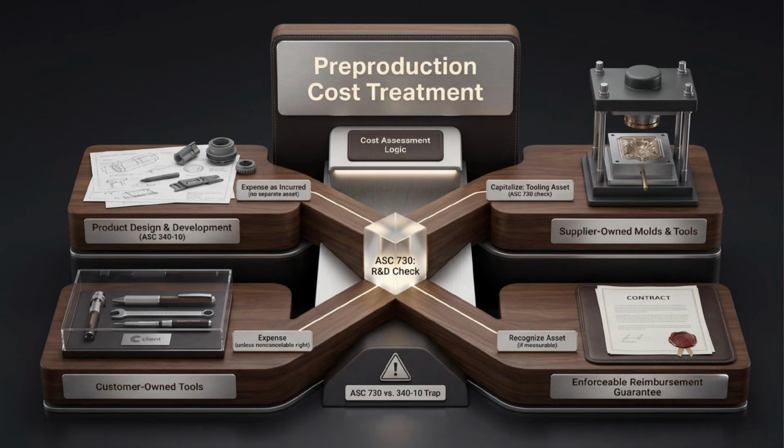Customer-owned tools are usually expensed unless the supplier has a non-cancelable contractual right to use the tool. If the customer gives a legally enforceable and measurable reimbursement guarantee, the supplier may recognize an asset. The key is to identify what the cost actually created and which ASC topic controls it.